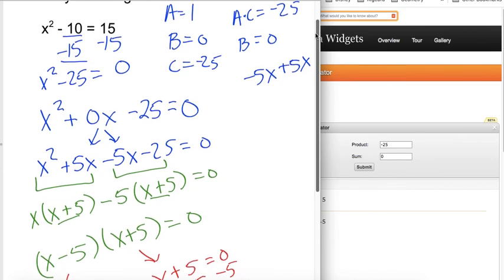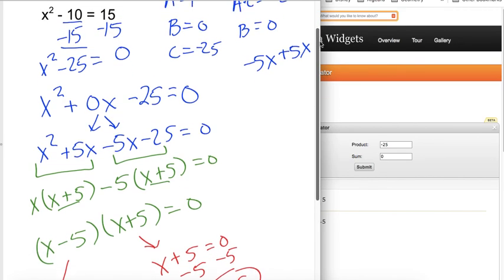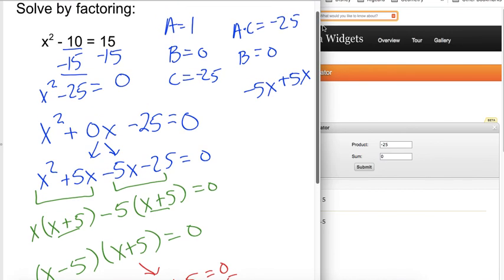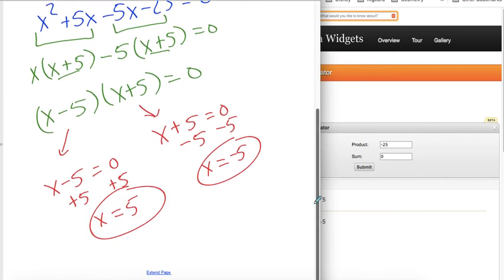So again, get everything to the same side. Find your A, your B, your C. Do your A times C and get your B. Plug that into Wolfram Alpha to do your factoring of that middle term, that breaking down of it. Factor out your GCF of your pairs. Rewrite to your factored form. Set your factors each equal to 0. Solve each equation for x, and then you have your solutions.